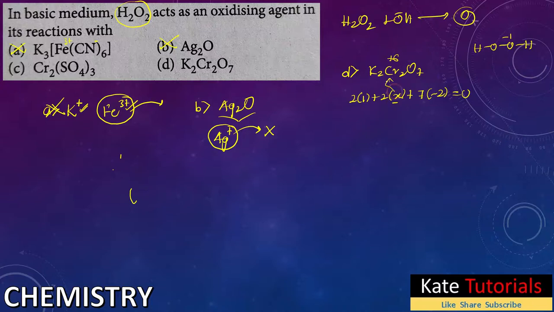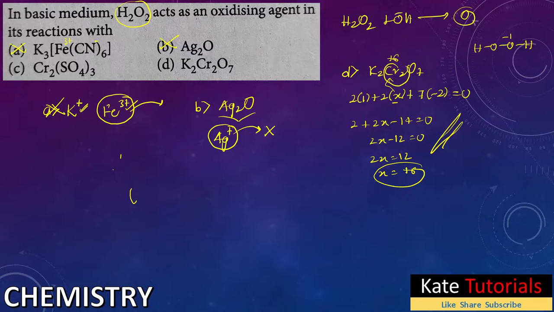So how will I find it? Just like this: 2 plus 2x minus 14 is equal to 0. So 2 minus 14 is minus 12, so 2x minus 12 is equal to 0. So 2x is equal to 12, x is equal to plus 6. 12 divided by 2 is nothing but plus 6, right? So this is how we calculate the oxidation state. So the maximum oxidation state of chromium is plus 6 only.